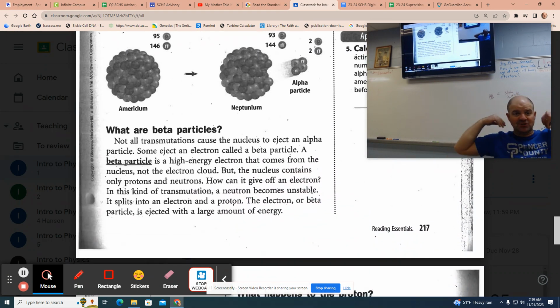Not all transmutations cause the nucleus to eject an alpha particle. Some eject an electron instead. They call that special electron a beta particle. It is a high energy electron that comes from the nucleus, not from the electron cloud. Wait, what? Right? But the nucleus contains only protons and neutrons. So how could it give off an electron? In this type of transmutation, a neutron becomes unstable and it splits into an electron and a proton. The electron or beta particle is ejected with a large amount of energy.